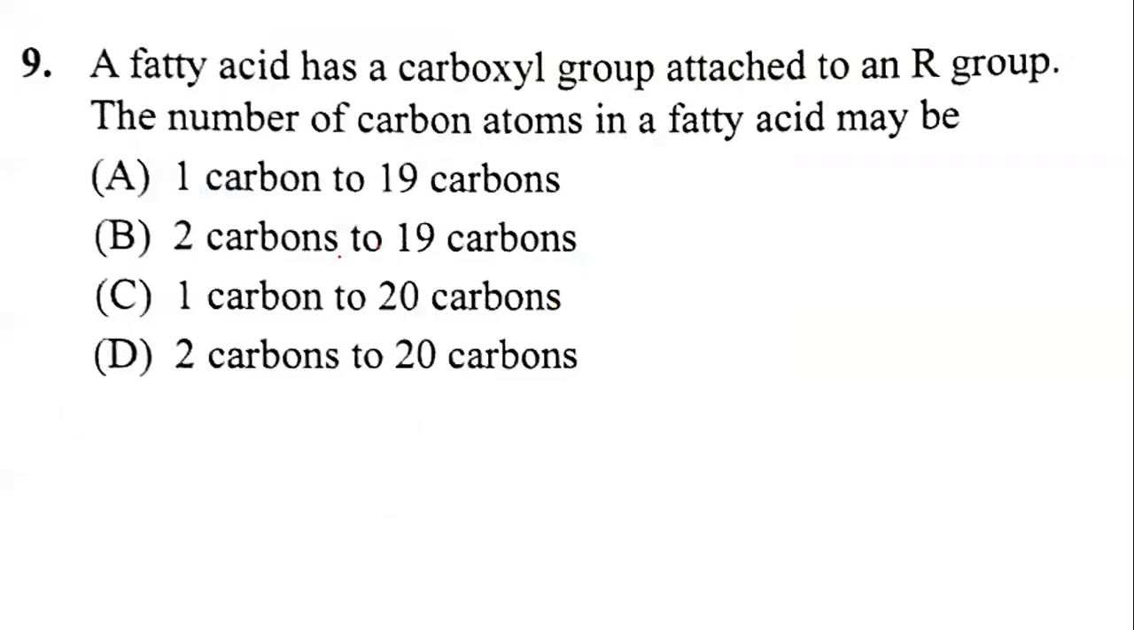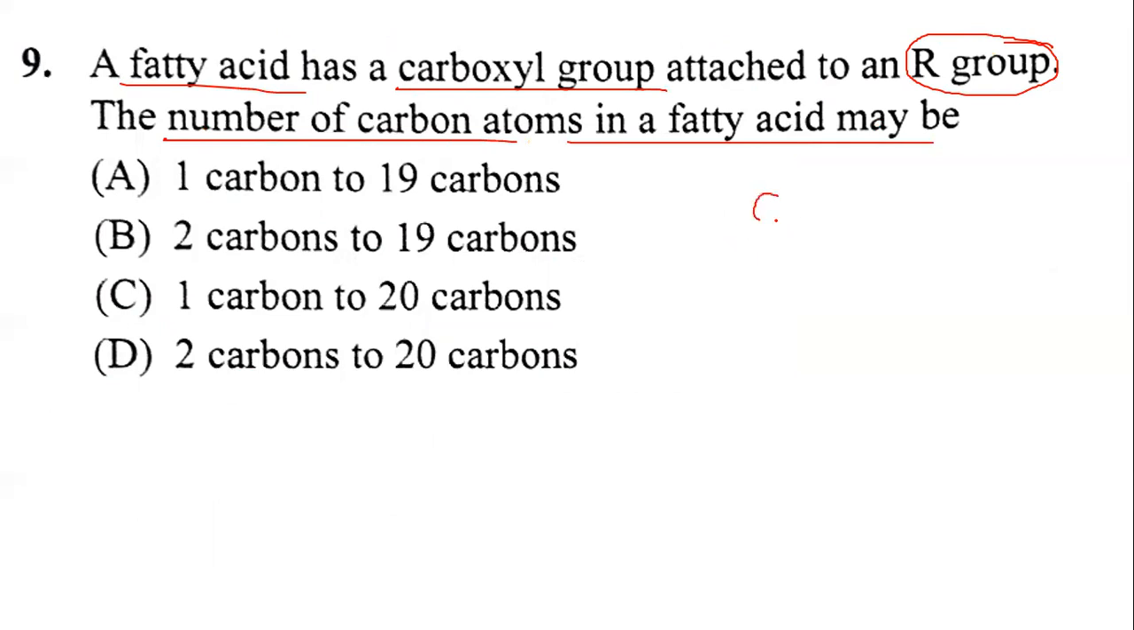Moving on to question number 9. In yesterday's class I told you a fatty acid has a carboxyl group attached to an R group. The number of carbon atoms in a fatty acid, as clearly mentioned in your textbook, may vary from 1 to 19. Inside a bracket they have given this in the NCERT textbook.